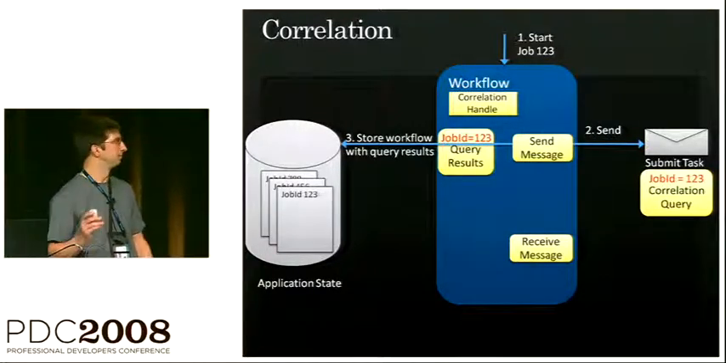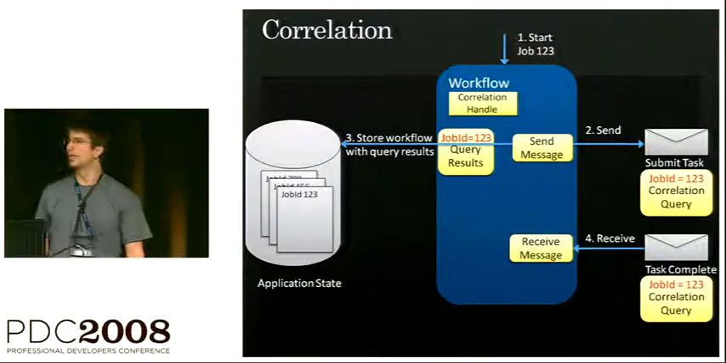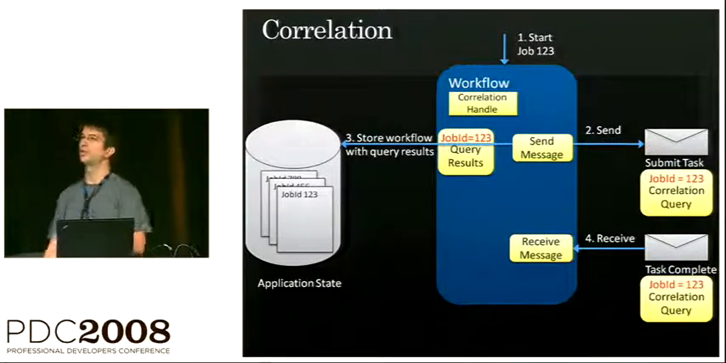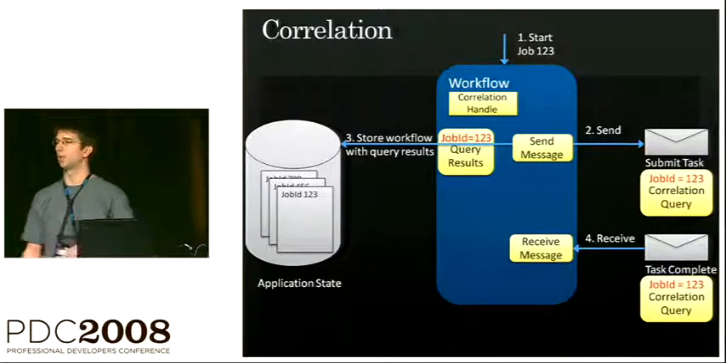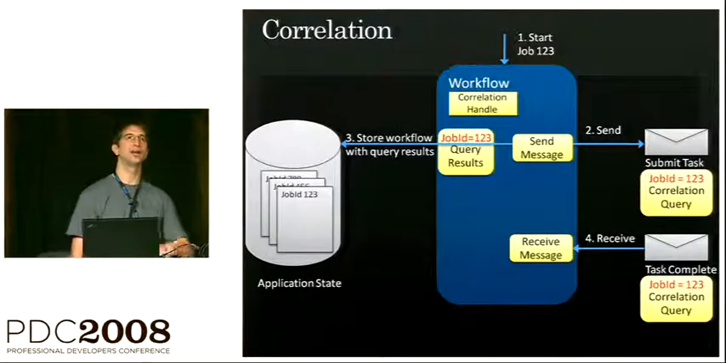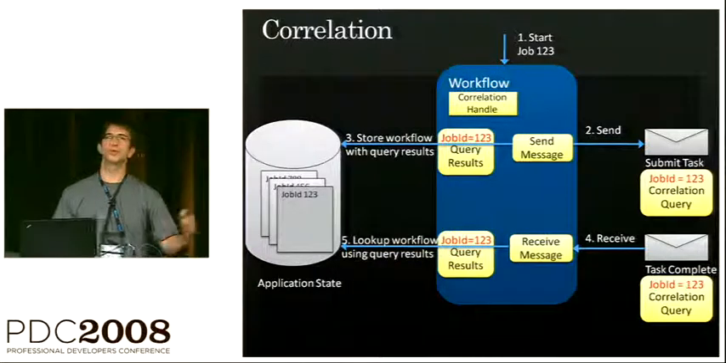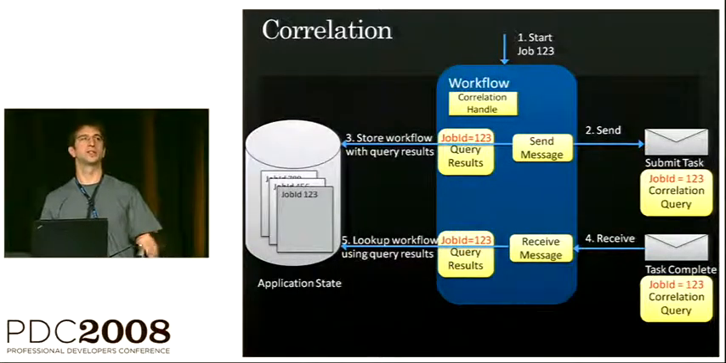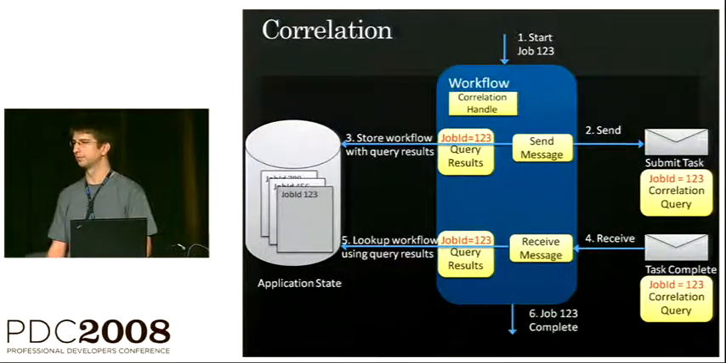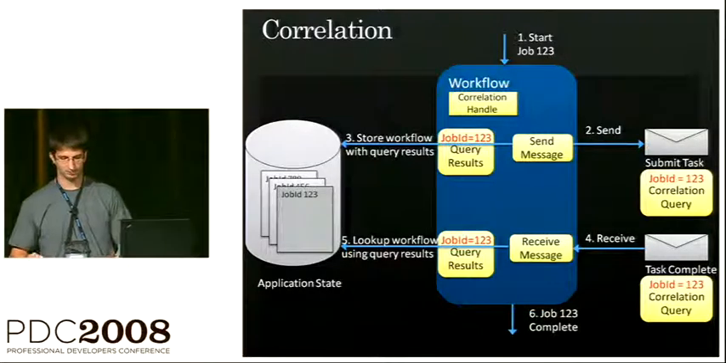At some point later, we get a task complete message over which we've defined another correlation query that's going to extract the values, job ID equals 1, 2, 3. We're going to use those values to look up our workflow instance and resume its execution and complete our work.